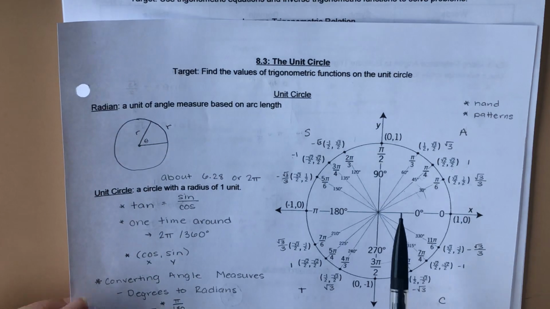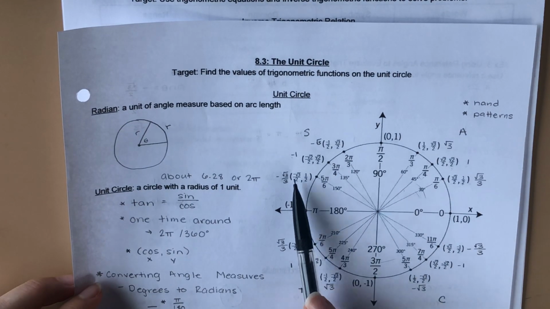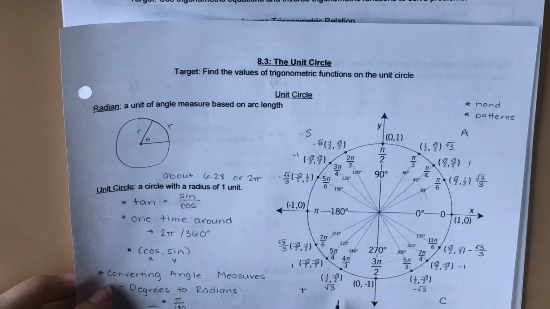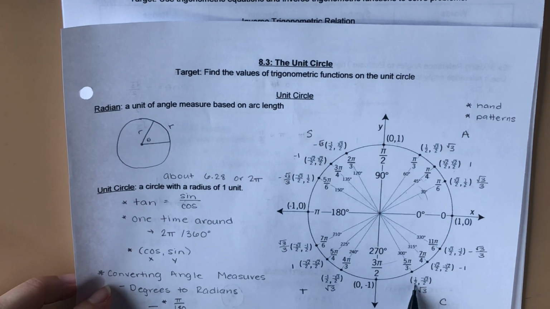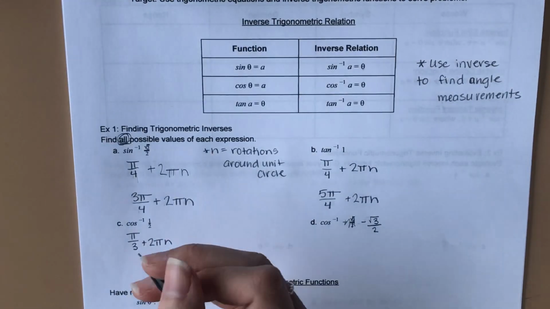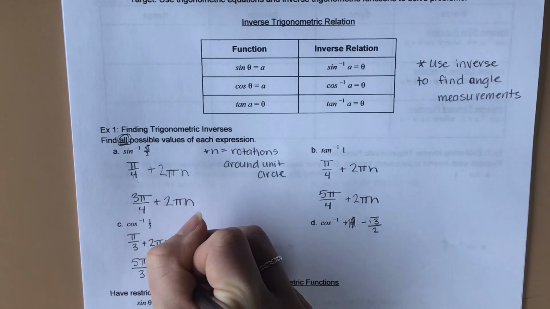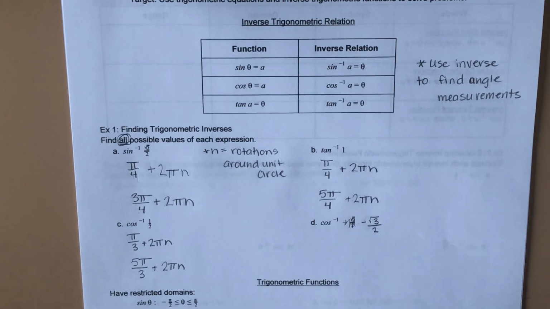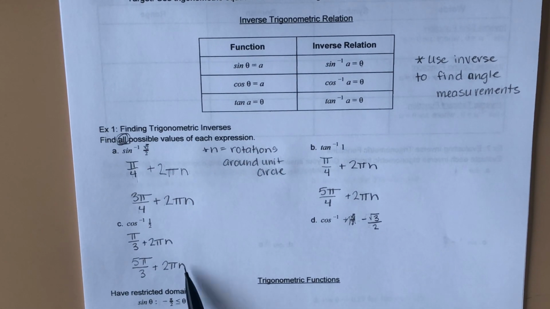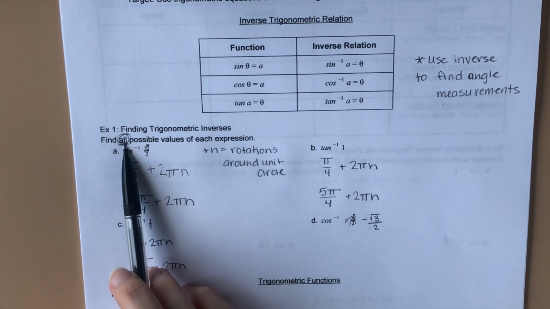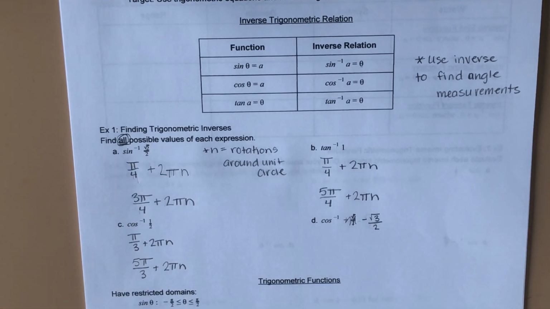Back to my unit circle. Cosines are negative here. Cosines are positive here. So I do have this +1/2 at 5 pi over 3. We're going to add that 2 pi n. Okay, so just a reminder, the reason we are adding 2 pi n is because it says all possible values.